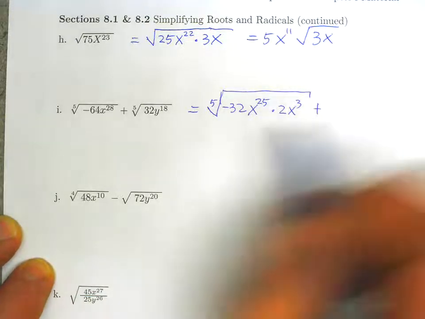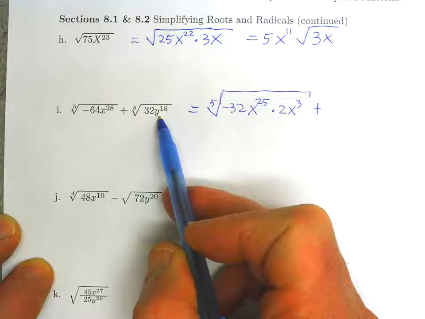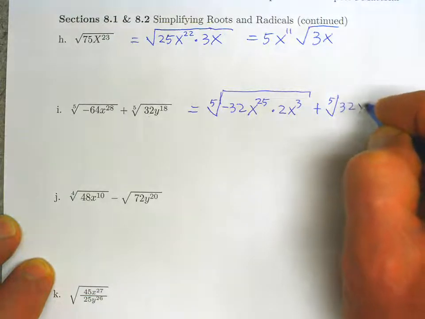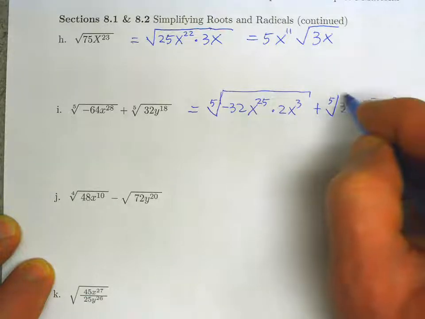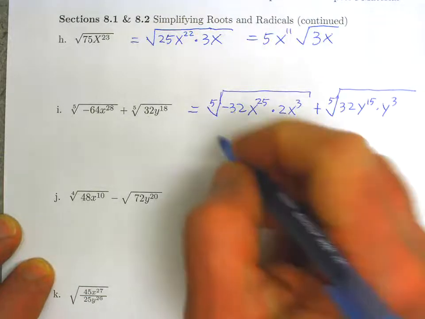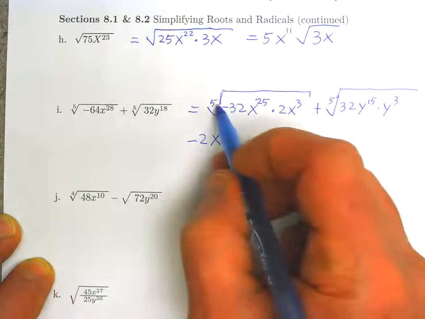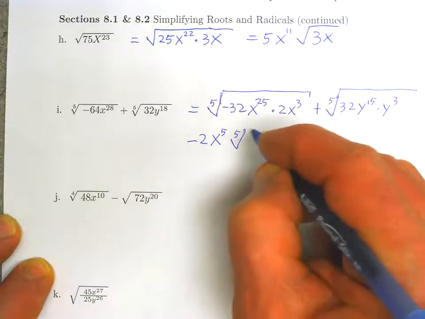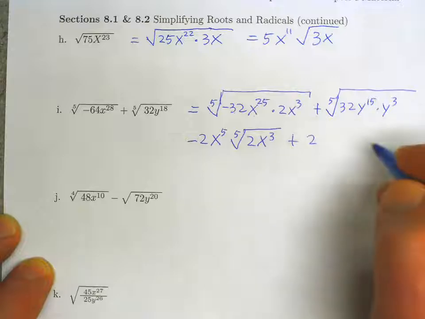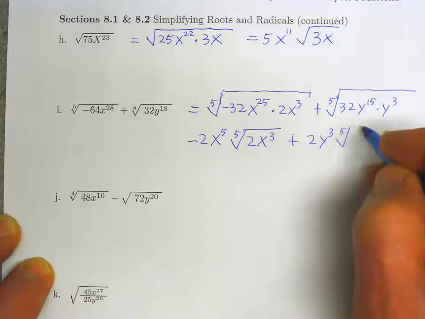and then plus, well, 32 is a perfect fifth power, and the largest factor of y to the 18th that's a perfect fifth power is y to the 15th. So we'll rewrite this as the fifth root of 32 y to the 15th times y to the third. And then in the next step, we can simplify completely. The fifth root of negative 32 is negative 2. The fifth root of x to the 25th is x to the 5th, because 25 divided by 5 is 5. And we multiply that by the fifth root of 2x to the third. And then simplify this. The fifth root of 32 is 2. The fifth root of y to the 15th is y to the third. And then we multiply that by the fifth root of y to the third.